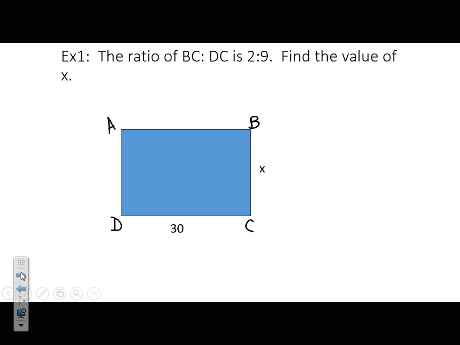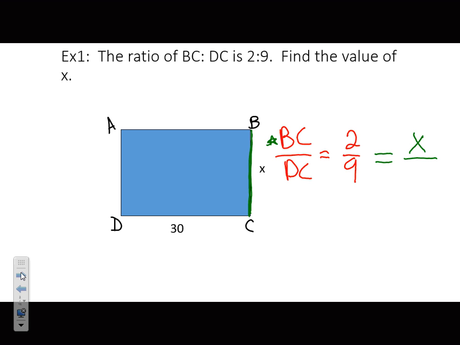So what we're going to do is set up a proportion. First, in order for us to do that, we need to set up a few ratios. So I'm going to say BC is going to be over DC. And I know the ratio of BC to DC is 2 to 9. Now I'm going to look at my picture here. B to C, that's right here. B to C is x. So setting up my proportion, BC is on the top, so I'm going to put x on the top. And then I have DC, which is here, so I'm going to put that on the bottom.